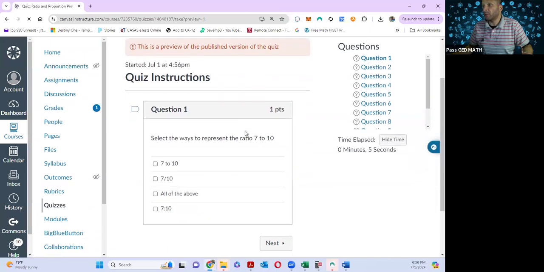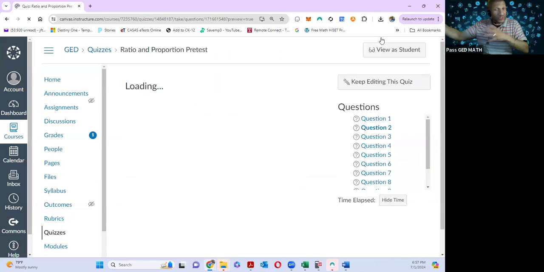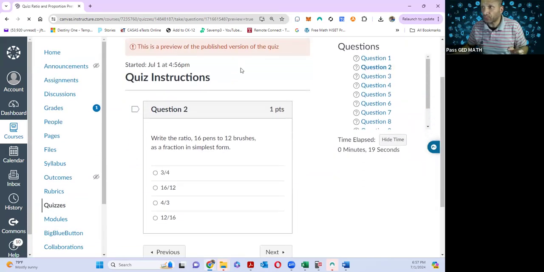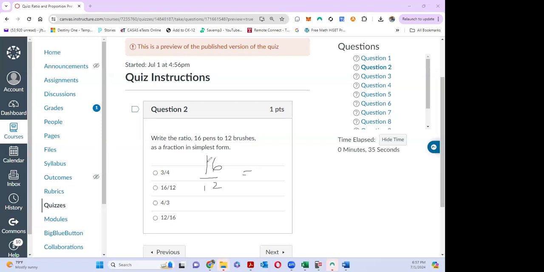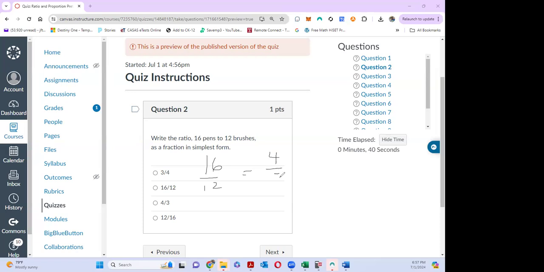So, that's too easy. Ratio 7 to 10 is 7 to 10, 7 over 10, 7 colon 10, all the above. That's pretty easy. That's just to know, and that's what we just did earlier. Do you see the different ways to express a ratio? Write the ratio, 16 pens to 12 brushes, as a fraction in simplest form. That's easy, 16 to 12. 4 goes into 16 4 times. 4 goes into 12 3 times. 4 to 3. That's it.